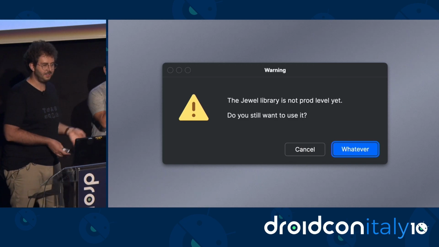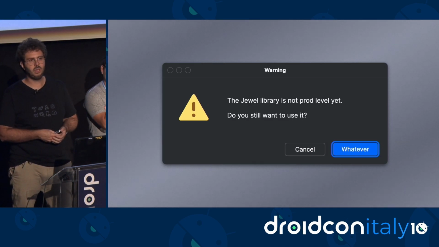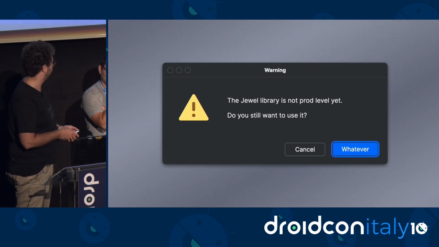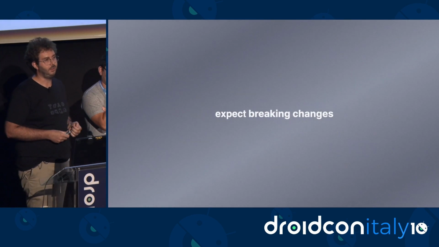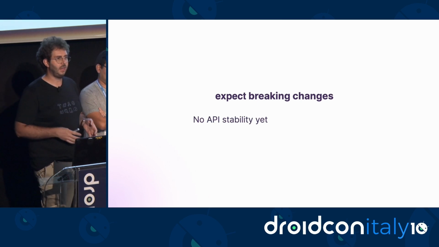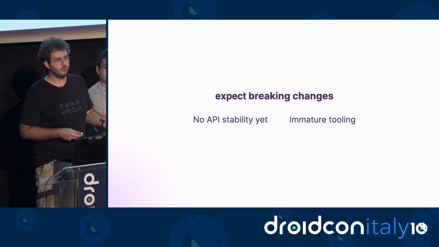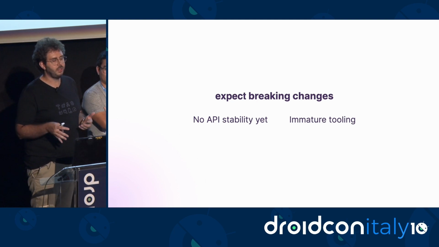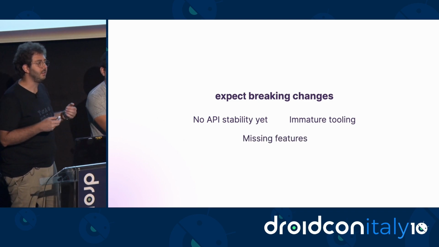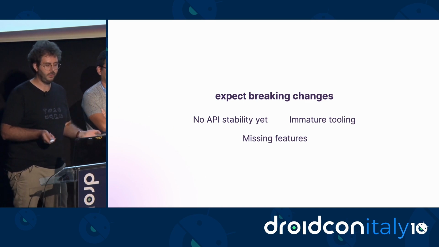Obviously, this is the point where I say it's not production level yet. There are still things that need to be done. We have explorations using it in production-focused features that will eventually come out. But if you decide to go ahead, obviously expect some breaking changes, especially in the early days that we're in. There is right now no API stability guarantee. I'm telling you already, the API is going to change. The tooling for Compose Multiplatform is quite immature compared to the Jetpack Compose tooling you're used to in Studio. We're working on that. And there are some missing features, both in the tooling and in Jewel, compared to what you would get with Swing. We're also working on that.